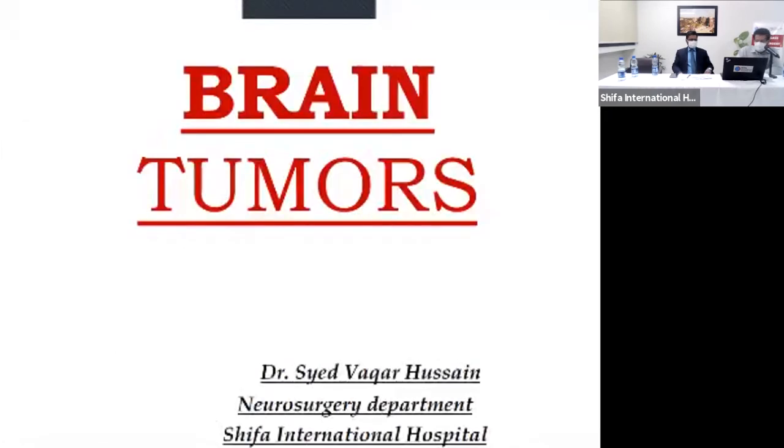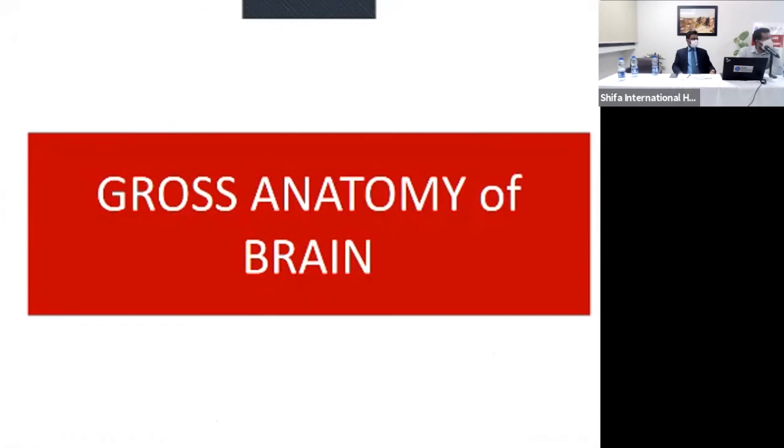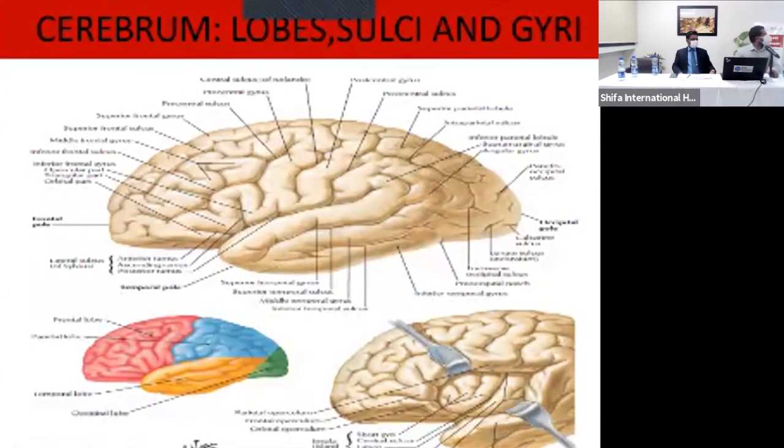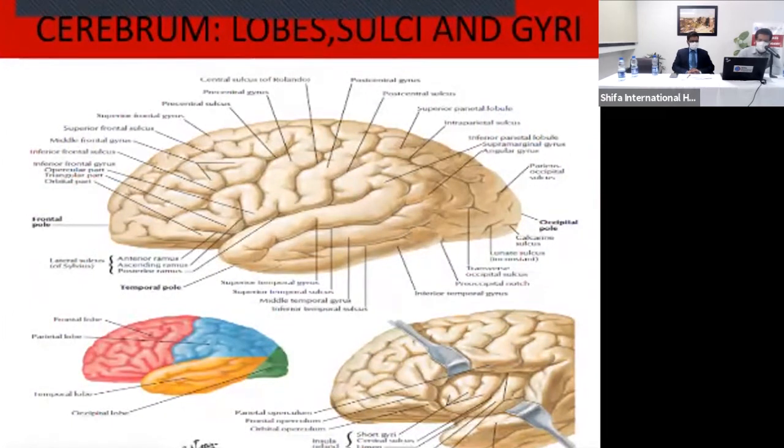So first of all, the gross anatomy of the brain. I will start with the anatomy of the brain. As you can see in this picture, this is the frontal lobe in the brain, then the parietal lobe, the temporal lobe, and the occipital lobe can be seen in the picture.